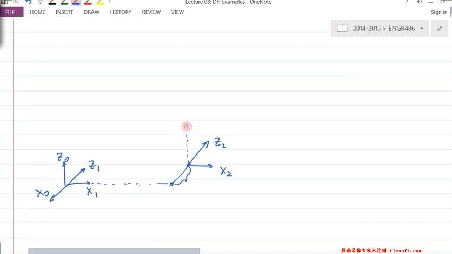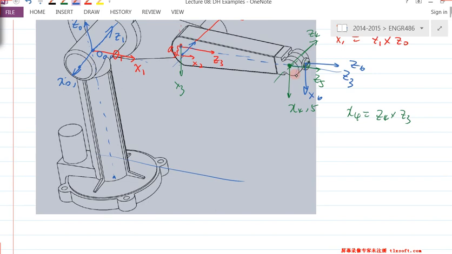And then from Z3, it keeps going forward until this location here. And then you have a Z4. And that goes that way here, right? Goes inwards. And then you have this X4 here. So X4 going down here. And Z5, frame 5 shares the same origin. So Z5 is over here. And X5 is the same direction as X4.